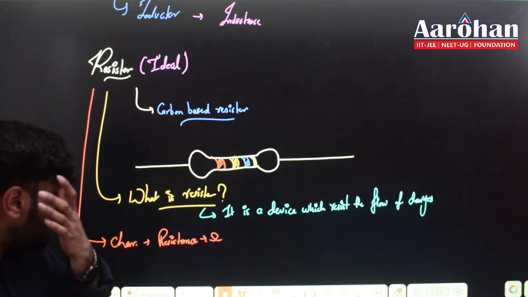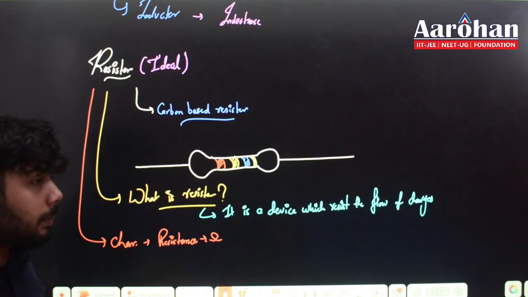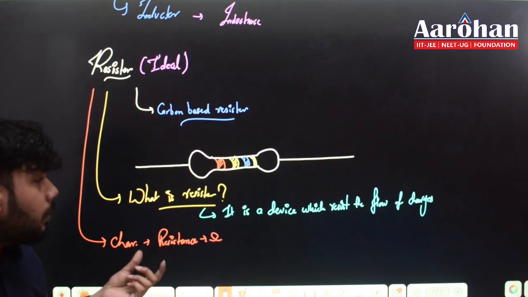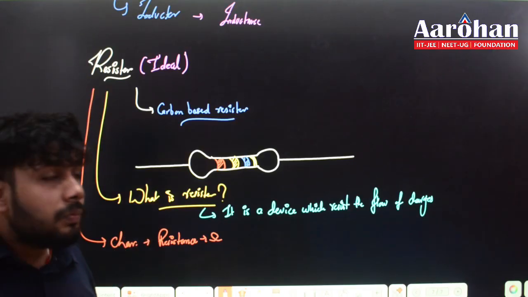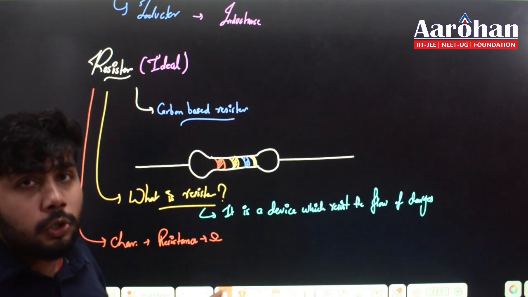If you have seen any music box or home theater type of thing, the volume button which you can rotate left or right to increase the volume, the name of that knob is potentiometer.